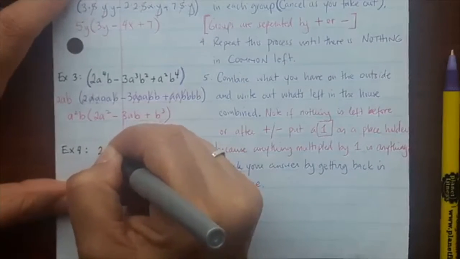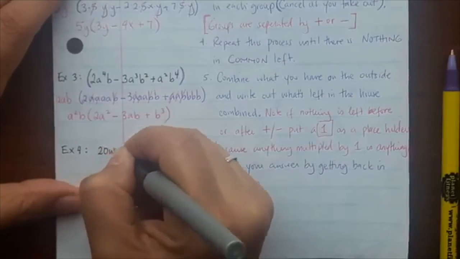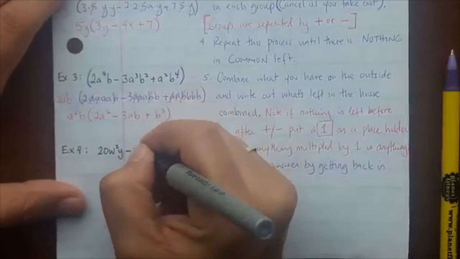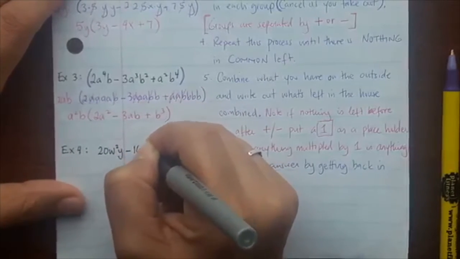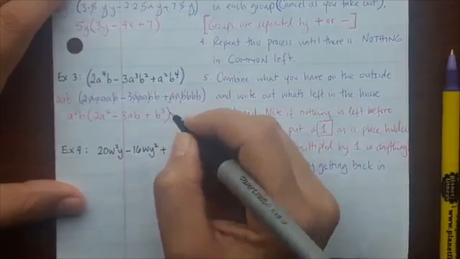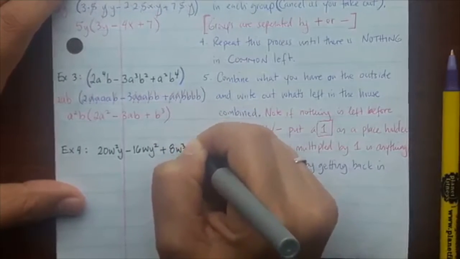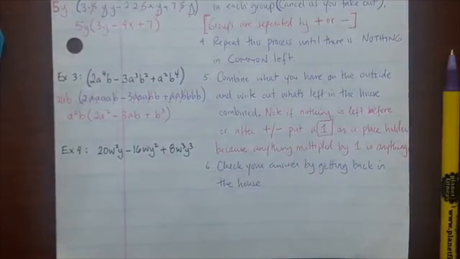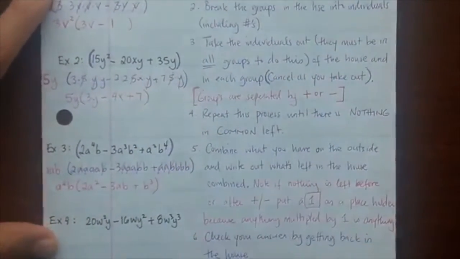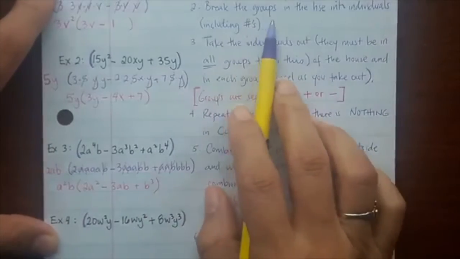Do one final example. Let's say you had 20w squared y minus 16w squared plus 8w cubed y cubed. So again, start by putting parentheses around the entire thing, or a house. Alright, break the individuals down.